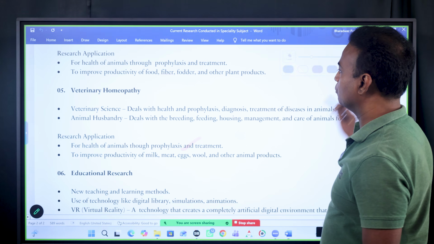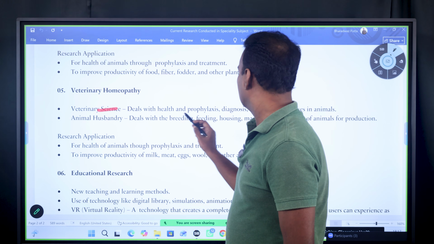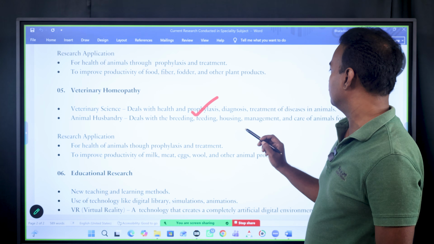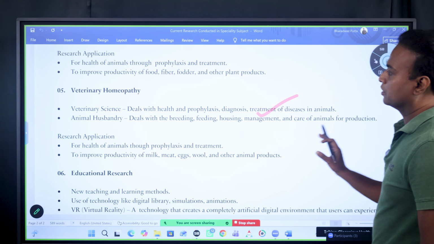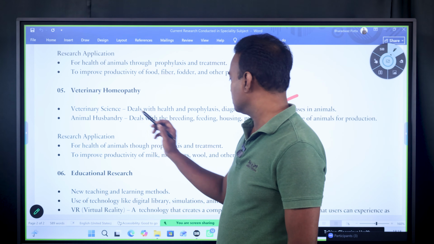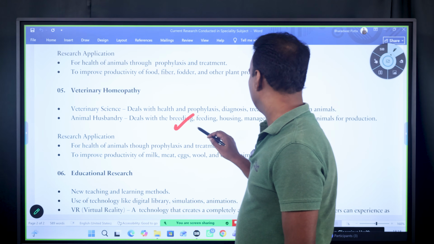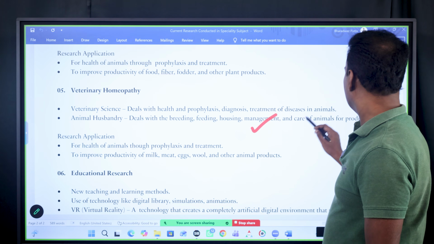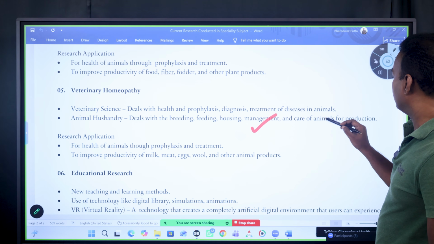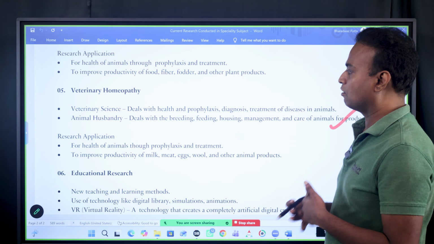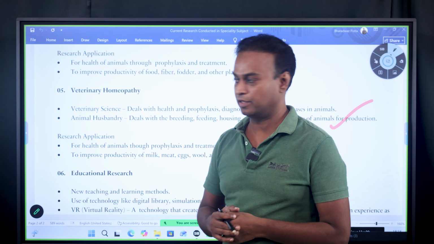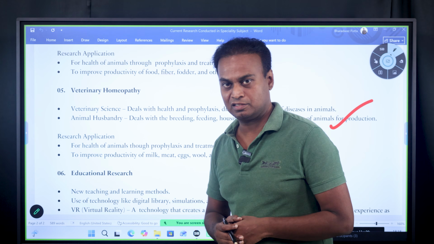Next one is veterinary homeopathy. Veterinary science deals with health, prophylaxis of the animal, diagnosis of the animal, and treatment of diseases in animals. Okay, and what is animal husbandry? Animal husbandry deals with breeding, feeding, housing, management and care of animals for production. You are producing the animals on a larger scale, that comes under animal husbandry. These are the two places where research is happening.